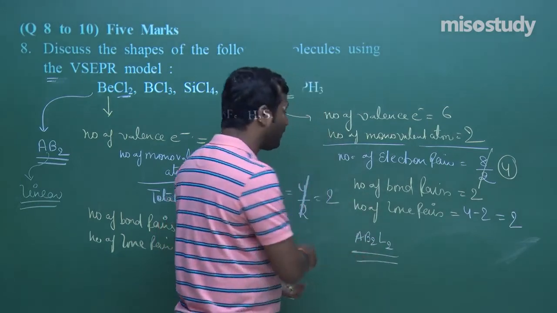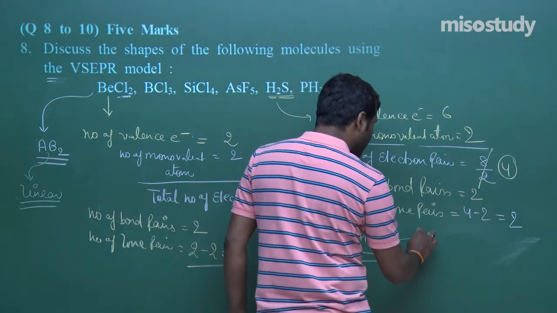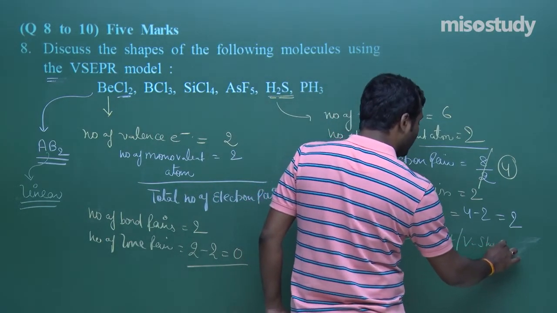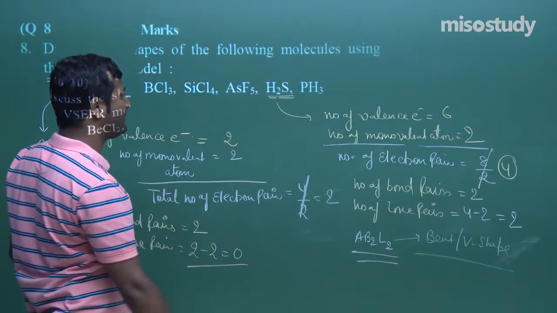If the formula is AB2L2 or AB2E2, in this case the shape will be bent, or you can say V shape. Clear to you? Do you remember? I have discussed each and everything.